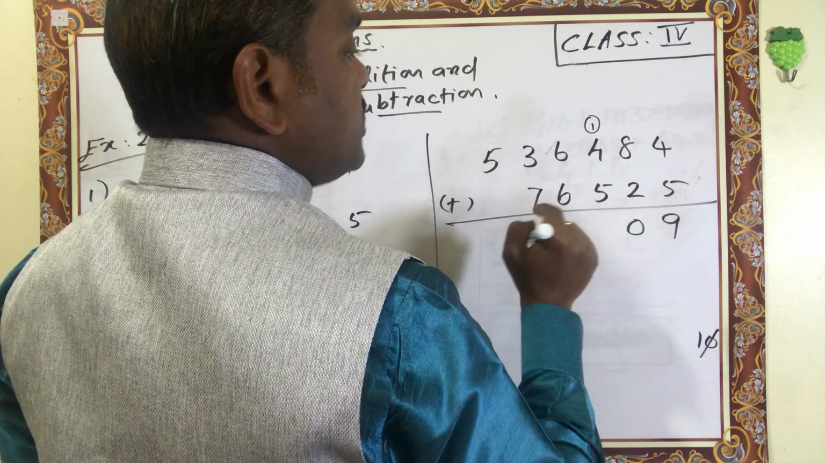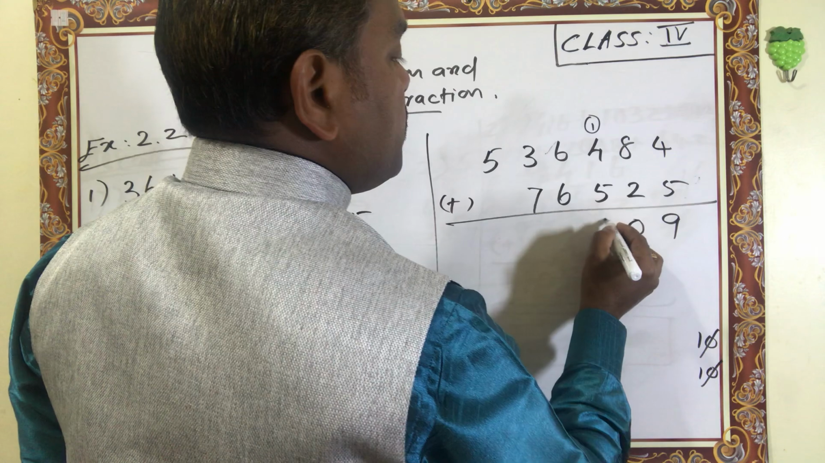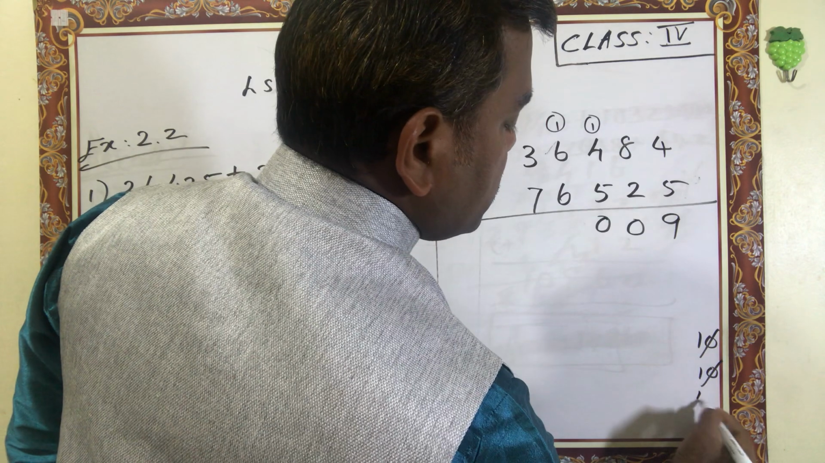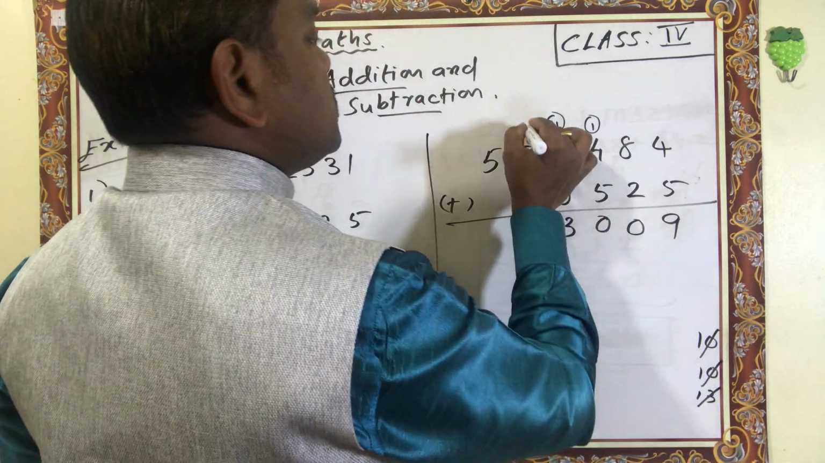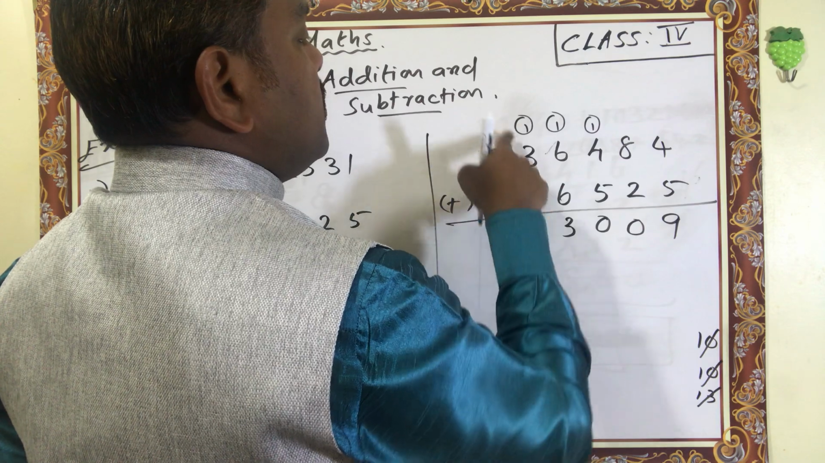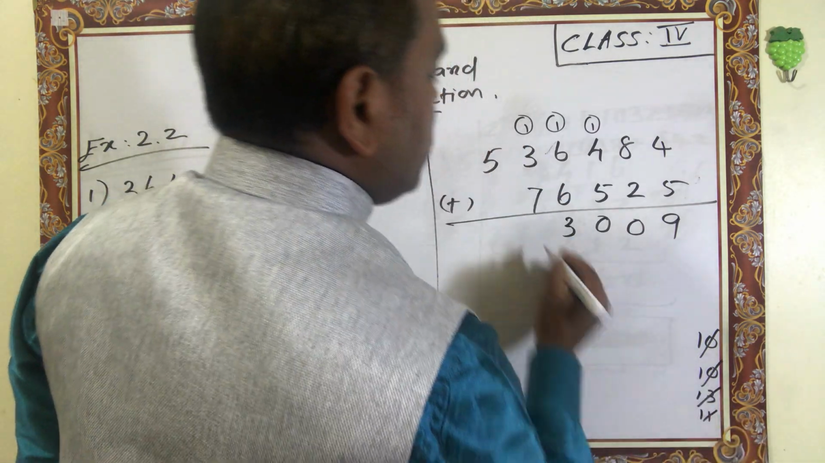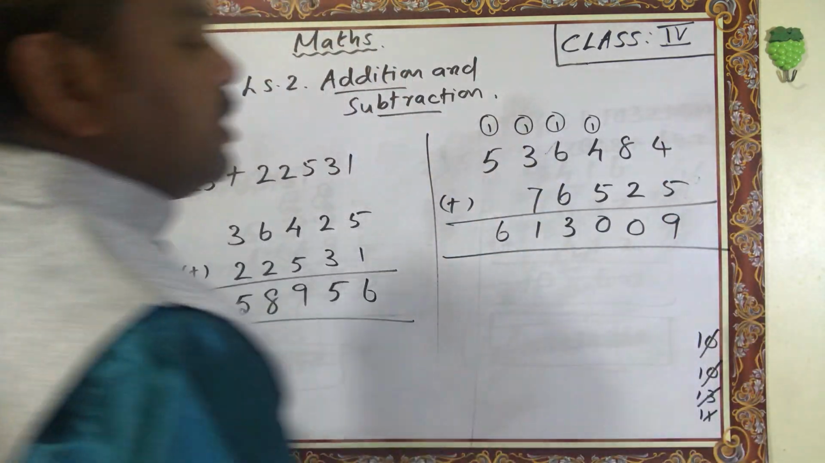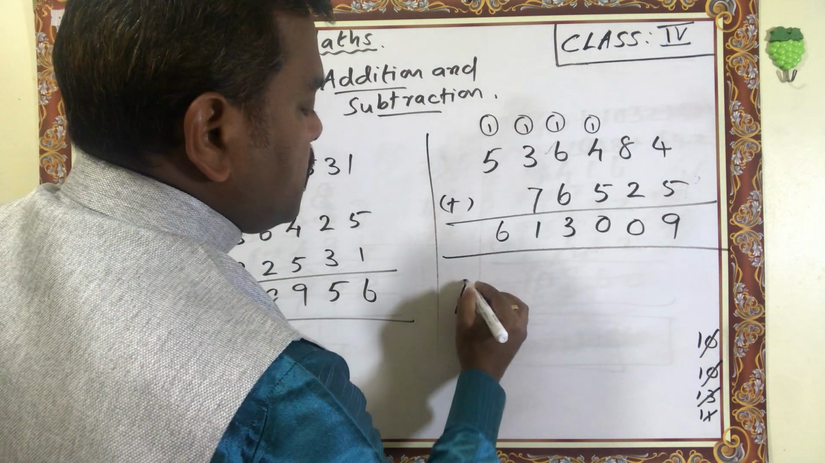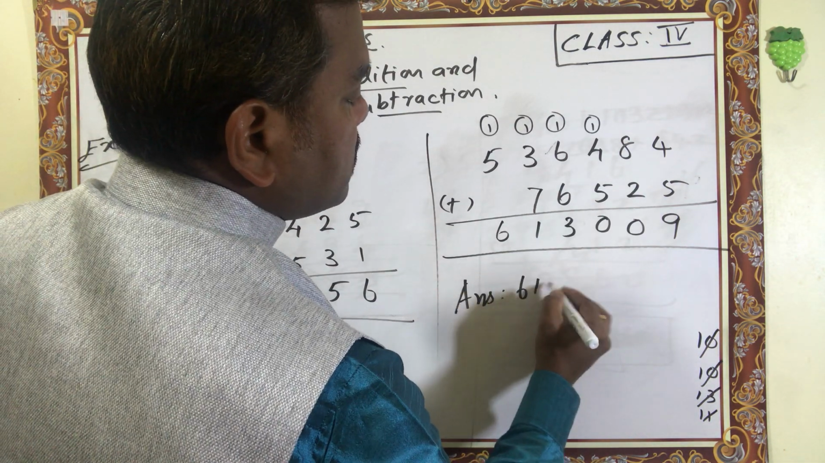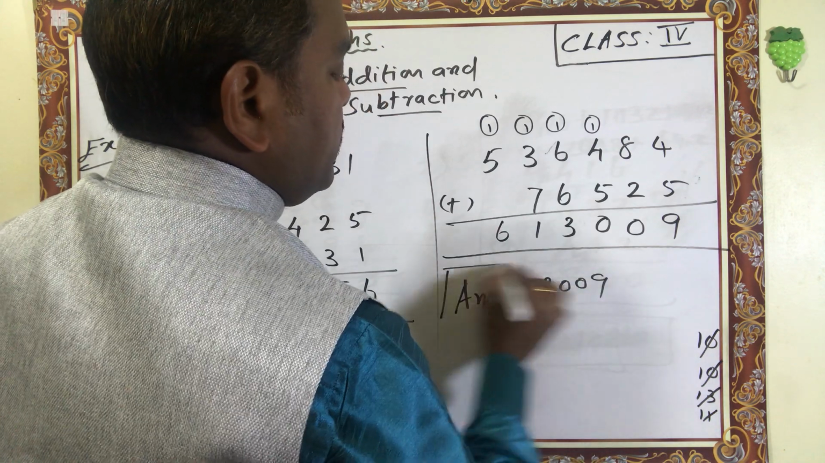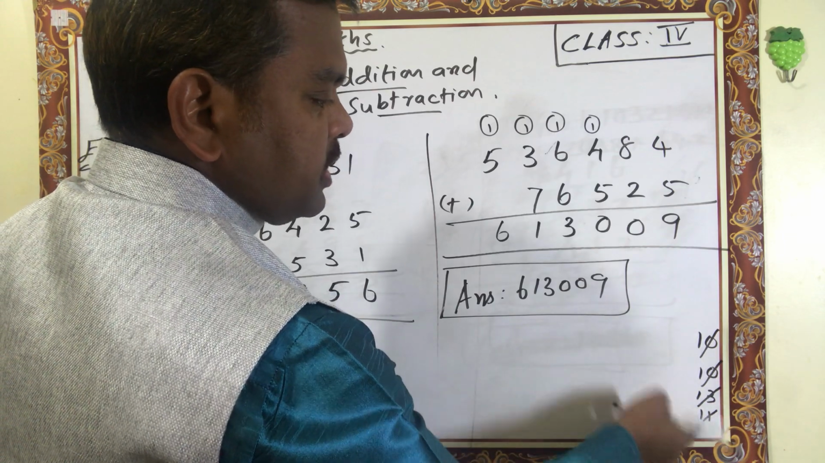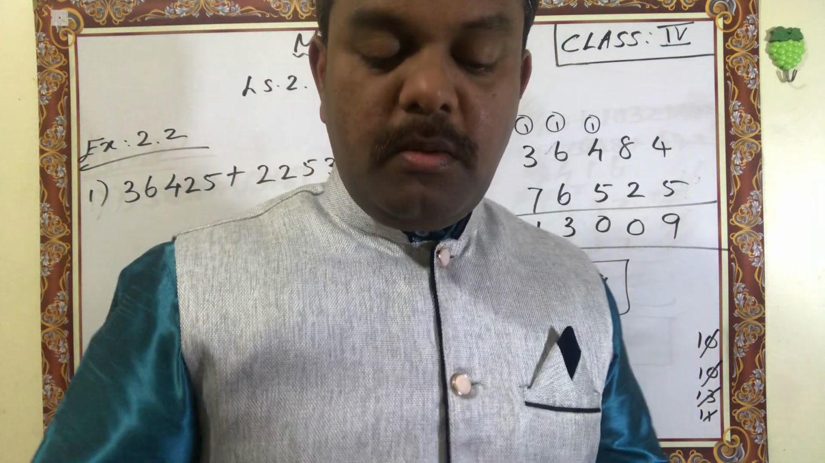4 plus 1, 5, 5 plus 5, 10, cut 0, balance 1, carry here. 6 plus 6, 12, 12 plus 1, 13, cut 3, balance 1. Okay, 7 plus 3, 10, plus 1, 11, cut 1, balance 1. 5 plus 1, 6. Okay, understood? So then the answer is equal to 6,13,009. When you are writing this number also, each and every digit, write below that. Understood? So then you will not make any mistake.